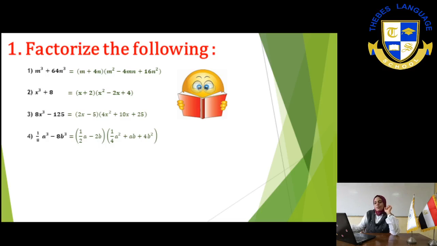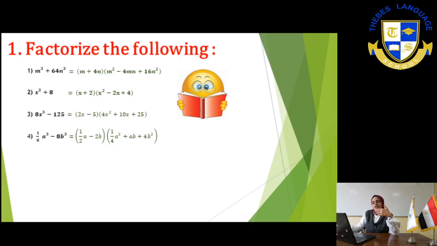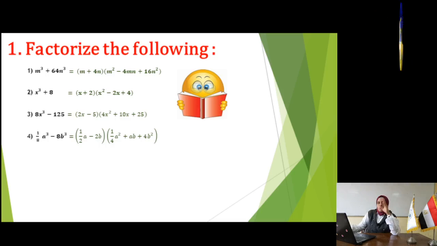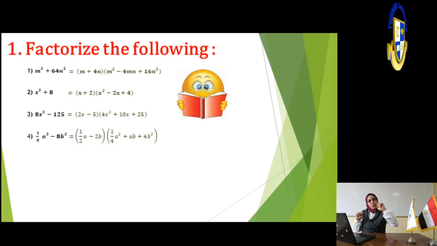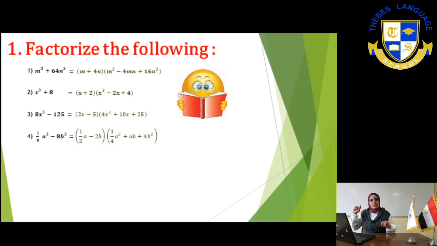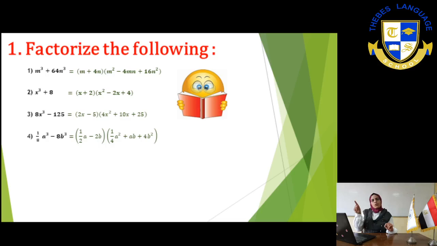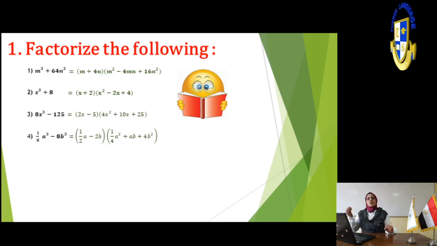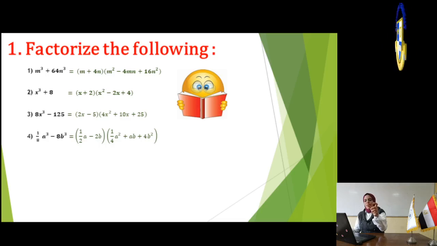The third example here, 8x to the power 3 minus 125. By taking the cubic root of 8x power 3: 8 will be 2, x power 3 will be x. Then keep the sign, it will be negative. The cubic root of 125 will be 5. So the first bracket here is 2x minus 5.